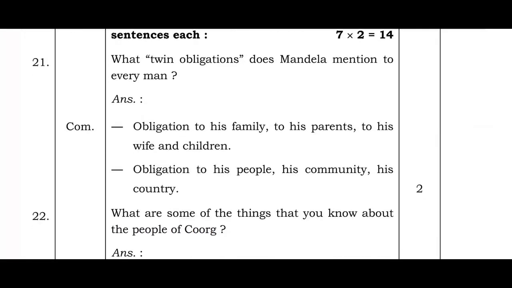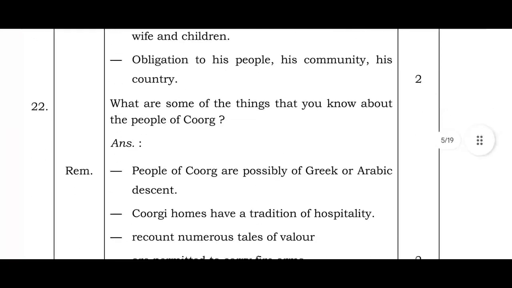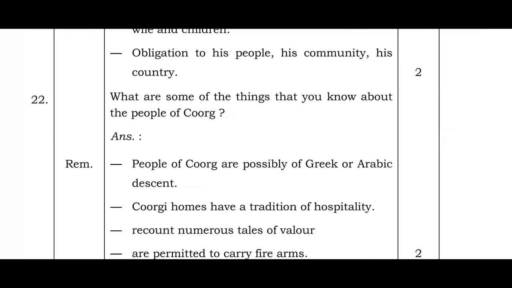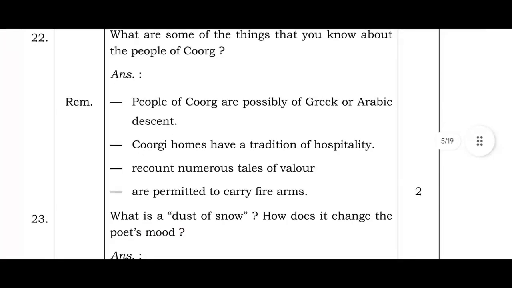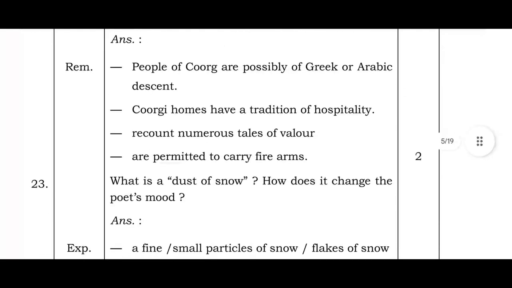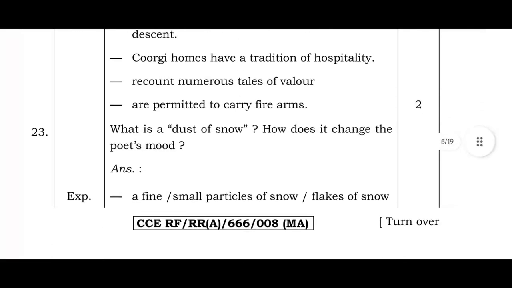Obligation to his family, to his parents, to his wife and children. Obligation to his people, his community, his country. What are some of the things that you know about the people of Kurg? People of Kurg are possibly of Greek or Arabic descent. Kurgi homes have a tradition of hospitality. Recount numerous tales of valor. Are permitted to carry firearms.